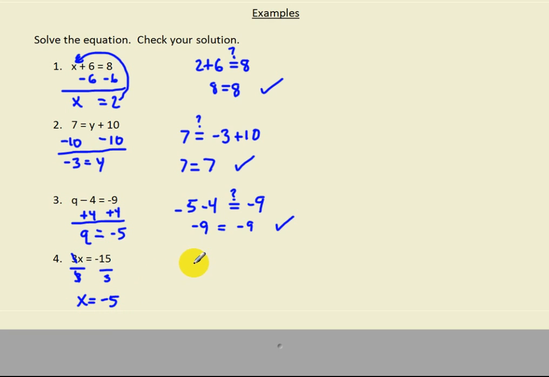And to check our solution, we look at 3 times negative 5. And we want to know, is that side of the equation going to equal the right-hand side? And sure enough, 3 times negative 5 is negative 15. So negative 15 equals negative 15. We found the solution.